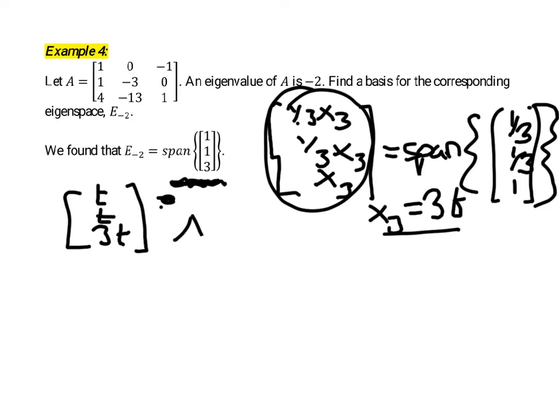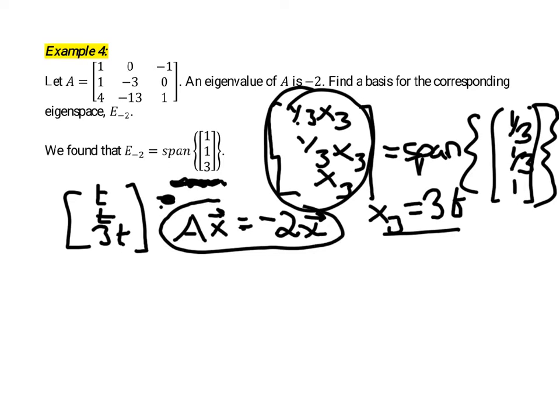Now remember, x is an eigenvector if when we multiply the matrix A times x, we get a scalar multiple of x, and not just any scalar multiple. We're saying that this corresponds to the eigenvalue negative 2. So we get negative 2 times that original vector. That's what it means for x to be an eigenvector for A corresponding to lambda equals negative 2. So we want to verify this equation here.